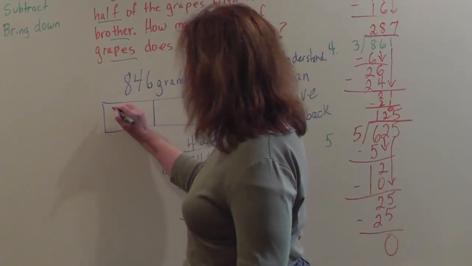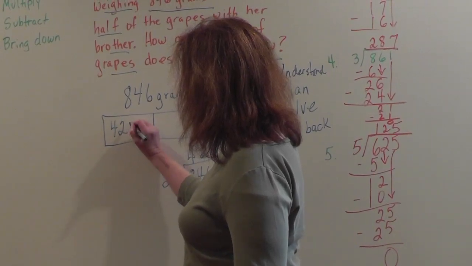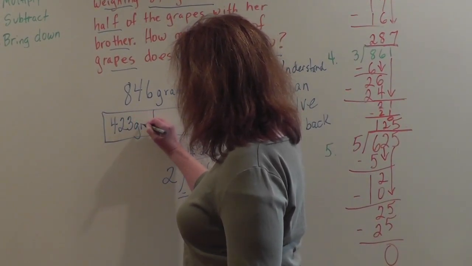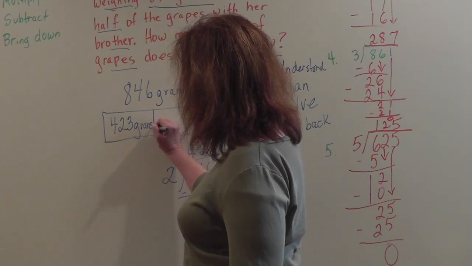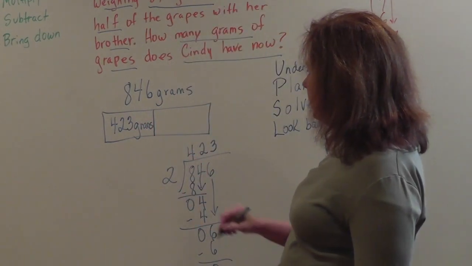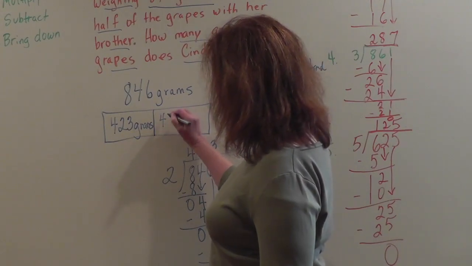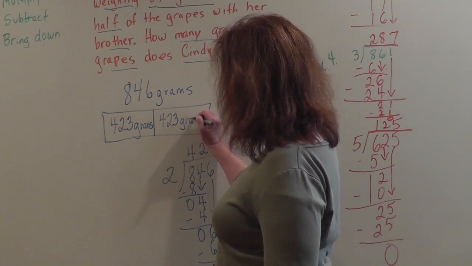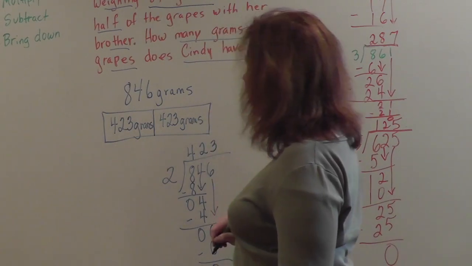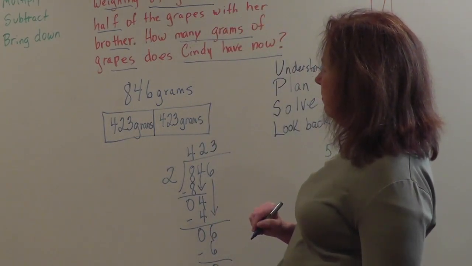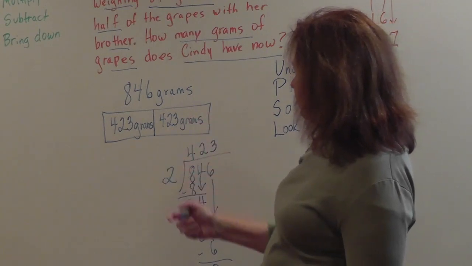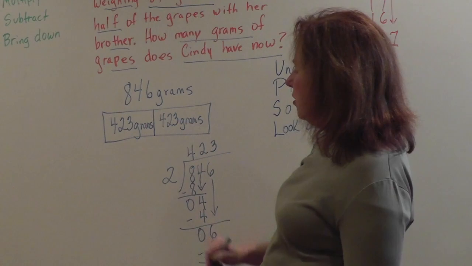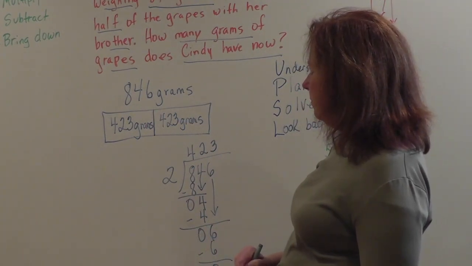So Cindy has 423 grams of grapes, and her brother has 423 grams of grapes. And if you add these 2 together, you'll get 846 grams.